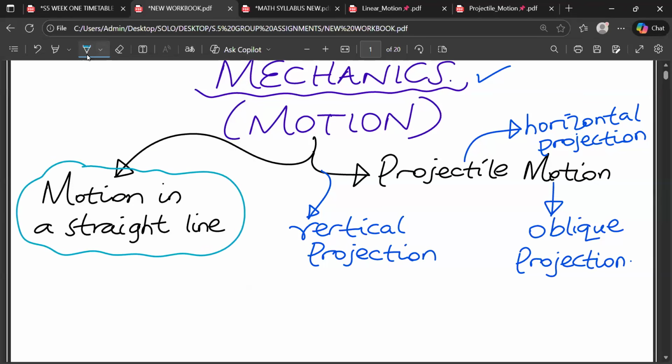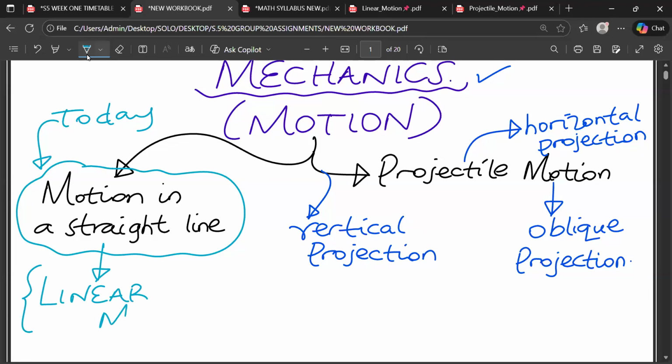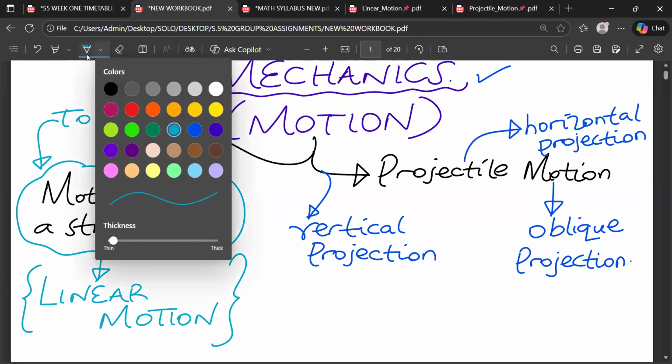Okay, so for today, what we are going to cover is strictly motion in a straight line. Motion in a straight line, we are doing this today. Motion in a straight line is what we call linear motion. So this is what we are doing today only.